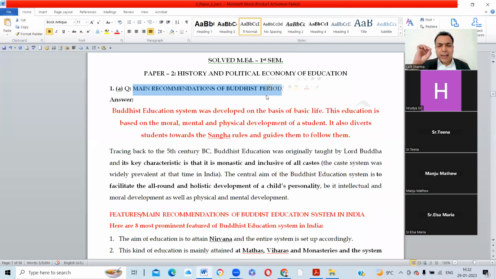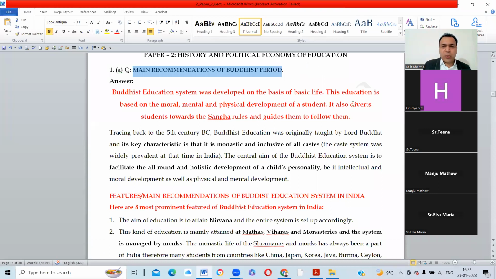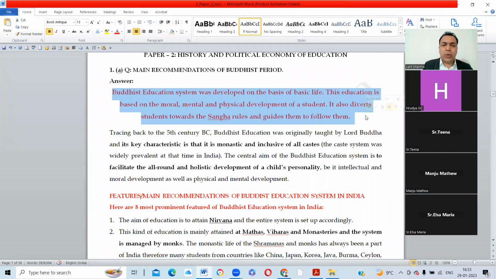So first, guys, see the question. Read the question once, twice, thrice, and come to know what the examiner is asking from you. The examiner is asking you to write the recommendations of the Buddhist period. That means in the Buddhist period, what was the aim of education, what was the curriculum, what was the method of teaching, and what was the role of teachers. Guys, these things you have to talk about. I have made notes for you, this PDF. After the class, I will send you this PDF.